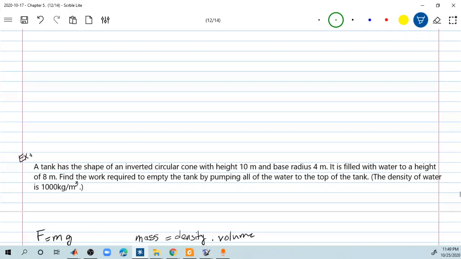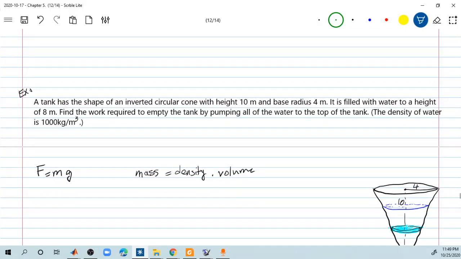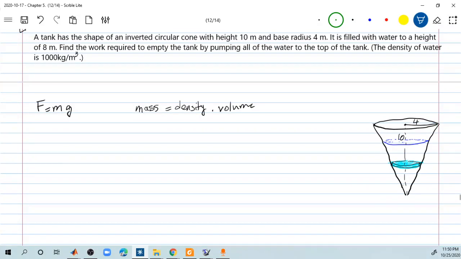Okay, here's another example. A tank has the shape of an inverted circular cone with a height of 10 meters and a base radius of 4 meters. It's filled with water to a height of 8 meters. So first, let's look at the picture. I already drew the picture. The radius of the cone is given as 4, and the height of the cone is given as 10.